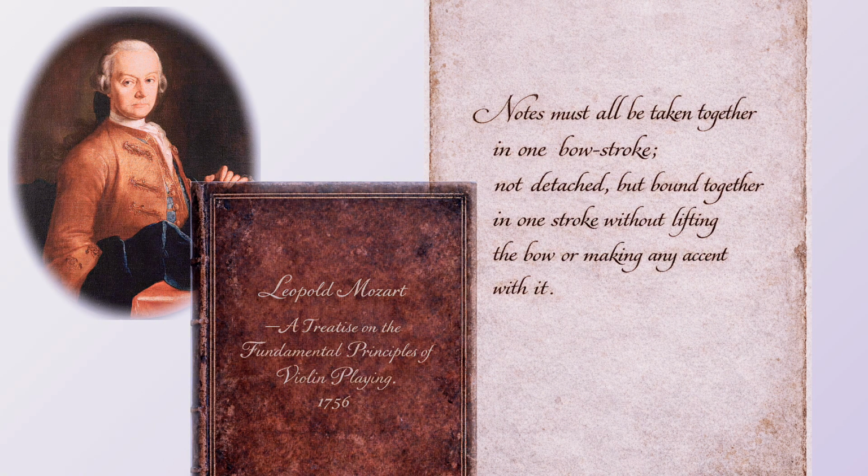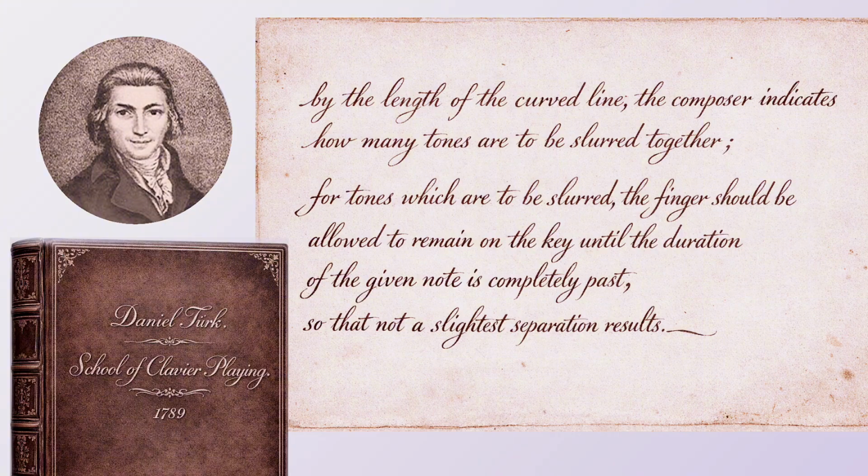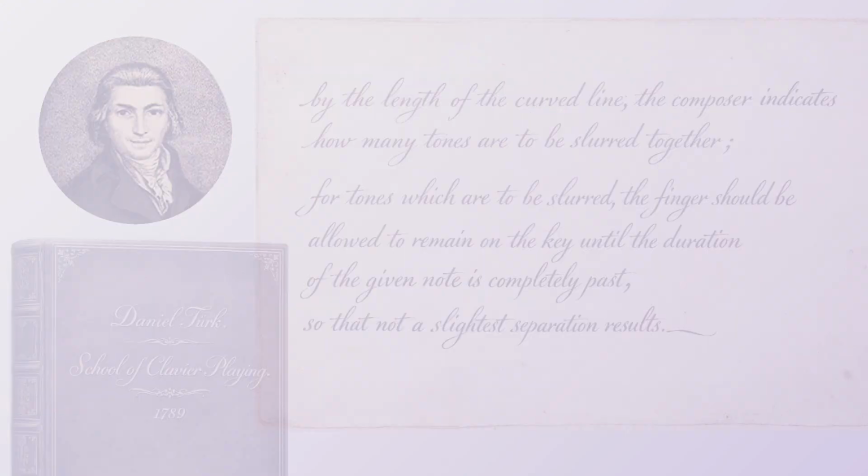These quotations illustrate the classical understanding of slurs. Notes must all be taken together in one bow stroke, not detached, but bound together in one stroke without lifting the bow or making any accent with it. By the length of the curved line, the composer indicates how many tones are to be slurred together. For tones which are to be slurred, the finger should be allowed to remain on the key until the duration of the given note is completely passed, so that not the slightest separation results.